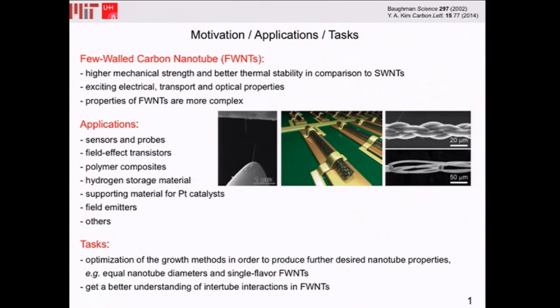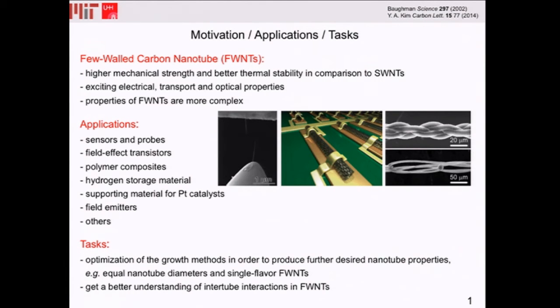As we just heard, few walled carbon nanotubes are very interesting because they have a higher mechanical stability. They show better thermal stability in comparison to single walled carbon nanotubes. They have exciting electrical, thermal, mechanical, and optical properties, and having more concentric tubes inside each other makes the system even more complex, but more interesting for many applications. For example, sensors, probes, field effect transistors, and many more.